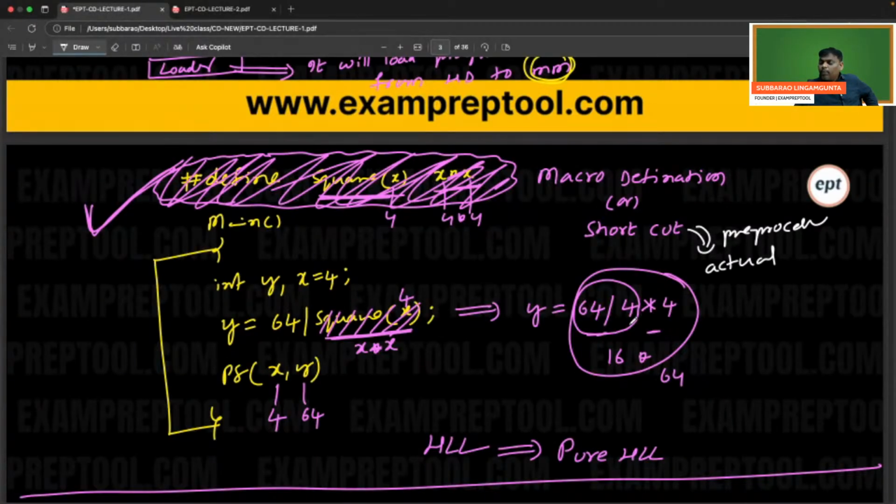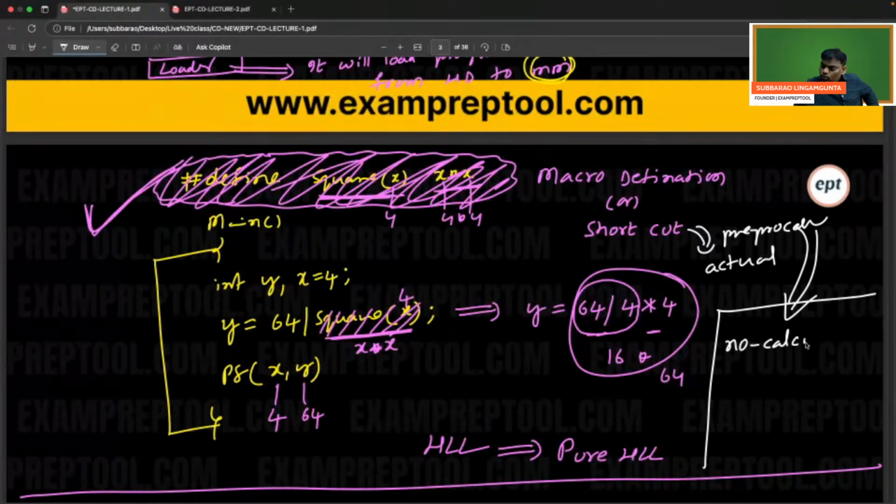So remember, the preprocessor doesn't do any calculation. Let me write it now. The preprocessor doesn't do any calculation. No calculation. It will only substitute.